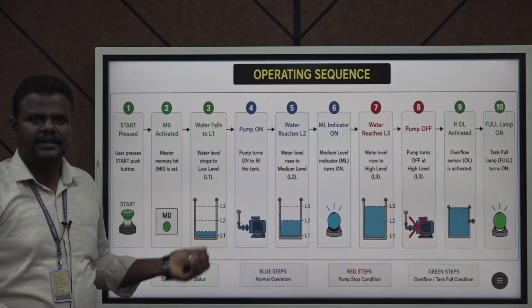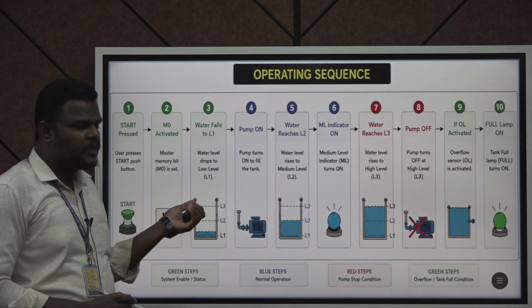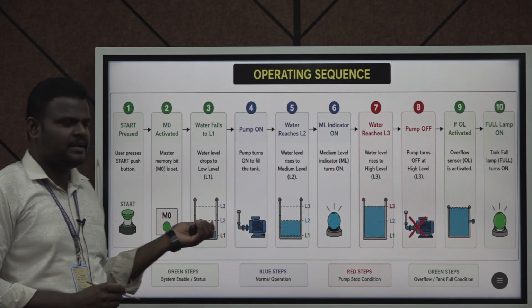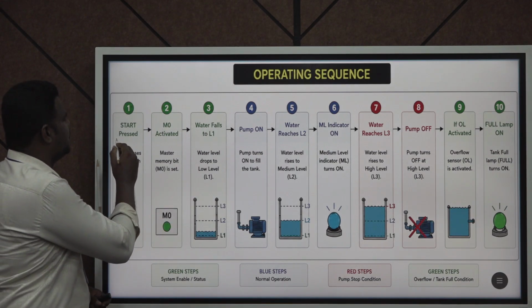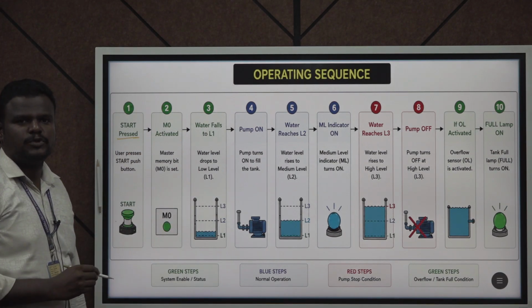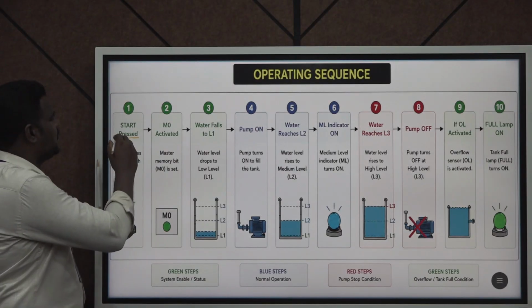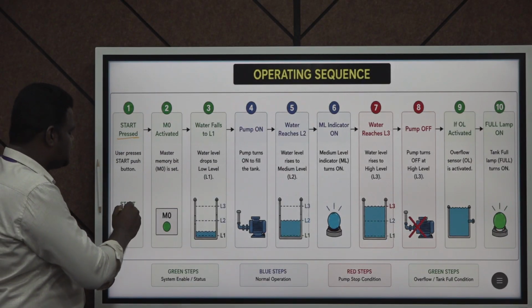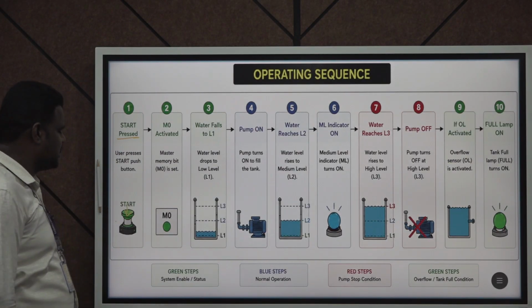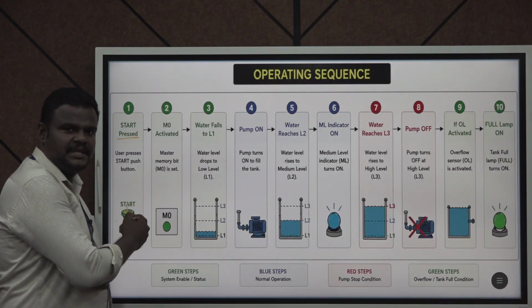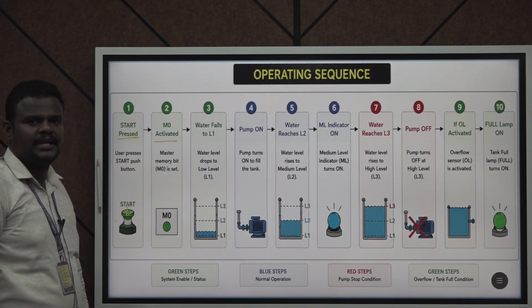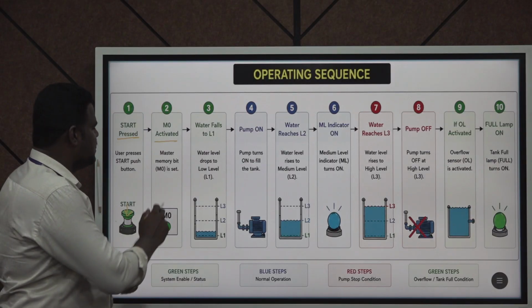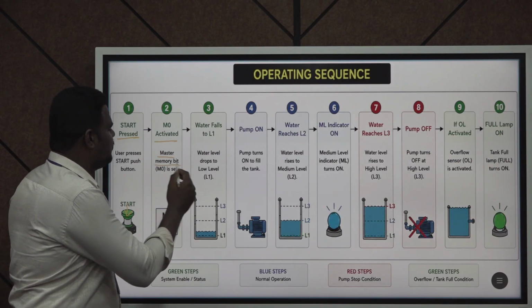Then in this slide the operating sequence is illustrated. Okay. So the first one is, here we have used an ON boost button. That ON boost button is mostly an NO type contact. Okay. So here we are pressing that ON boost button, the start button. Then if you press the ON boost button, the master coil will get activated. Okay. So the M coil will get activated and the master memory bit M0 will be set.